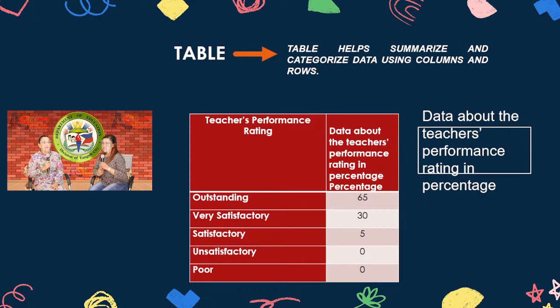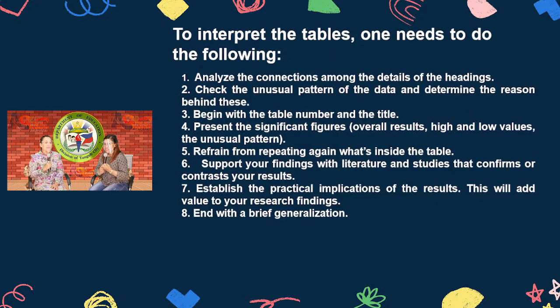Okay, ma'am, so to interpret the tables, there are things one needs to do. First, analyze the connections among the details of the headings. The second one, check the unusual pattern of the data and determine the reason behind this. The third one, begin with the table number and the title. And then the fourth, present the significant figures, like the overall results, the high and low values, or even the unusual pattern.